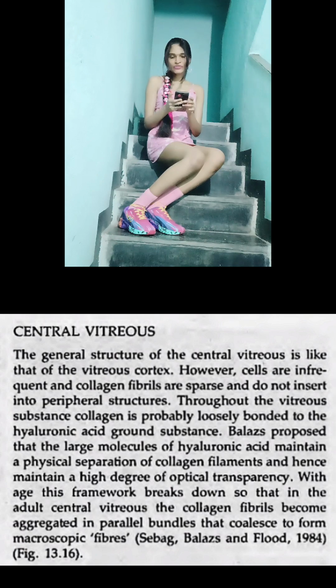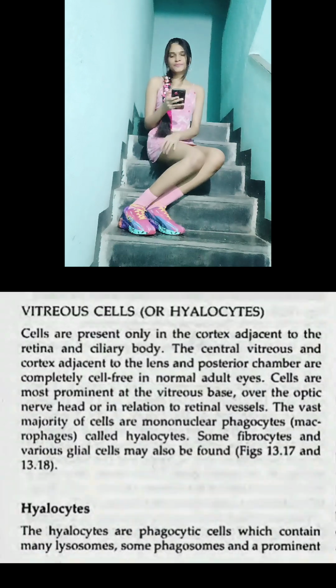So then, vitreous cells or hyalocytes. Cells are present only in the cortex, adjacent to the retina and ciliary body. The central vitreous and the cortex adjacent to the lens and posterior chamber are completely cell-free in normal adult eyes, obviously to maintain the optical transparency. Cells are most prominent at the vitreous base, over the optic nerve head, or in relation to the retinal vessels.